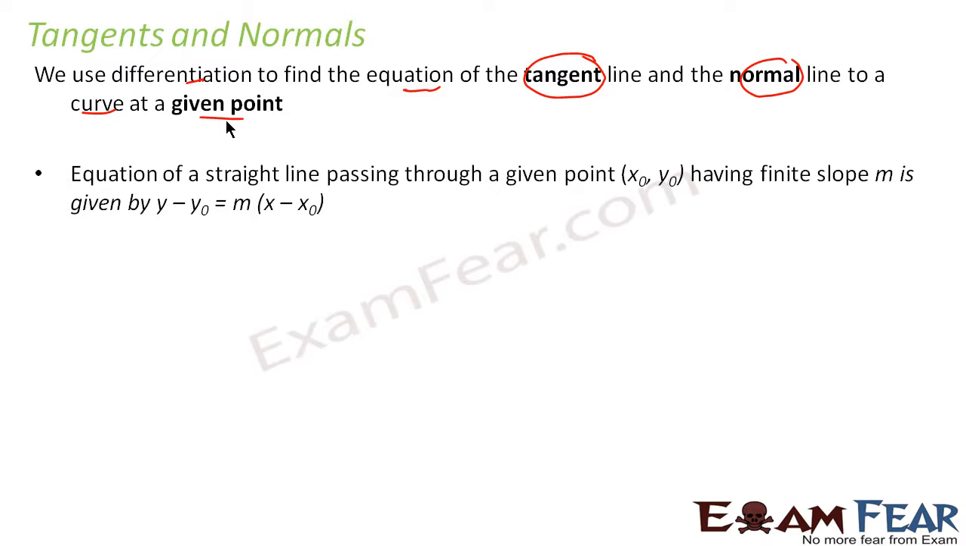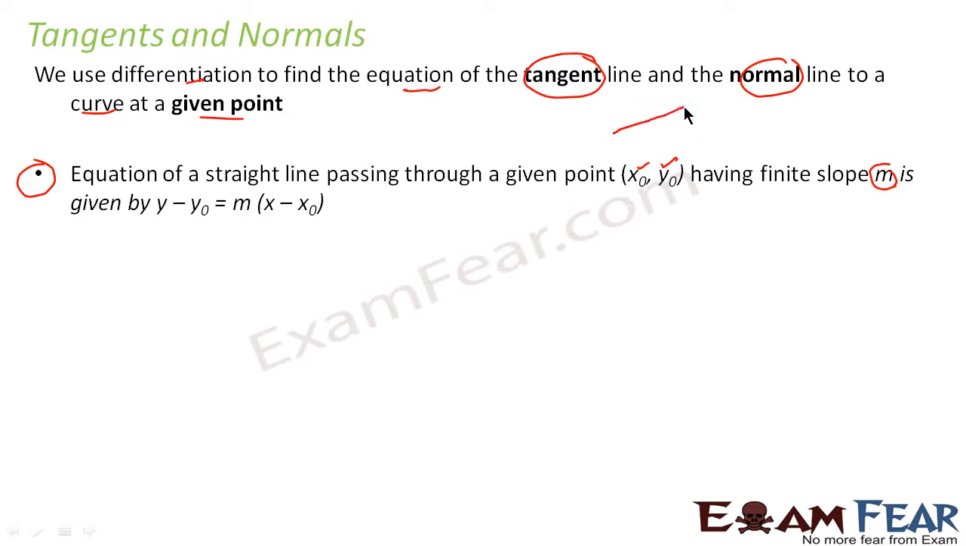So the equation of a line passing through point x0, y0 and with the slope m is this. We know this. This is a prerequisite. You should know that the equation of a line which passes through x0, y0 and has slope m is y minus y0 is equal to m into x minus x0.